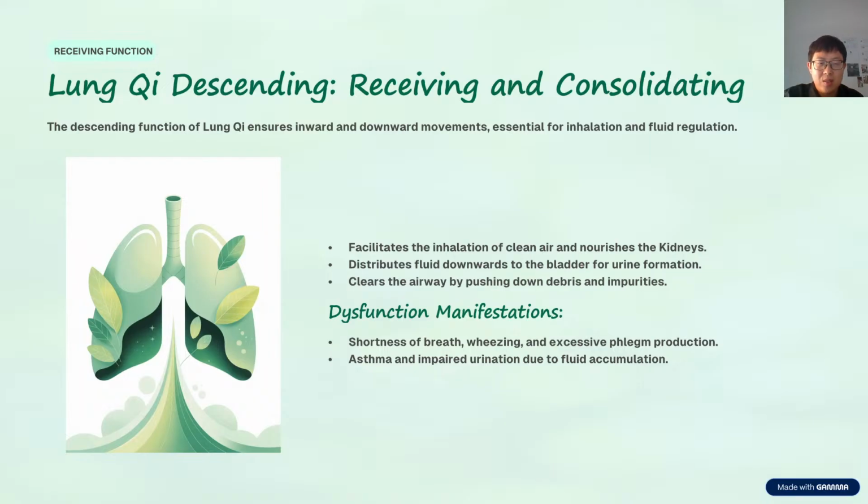Next, the lung energy descending, receiving, and consolidating. The lung energy descent allows fresh air to be inhaled and sent downward to support the kidneys. It also directs body fluids downward to form urine. In addition, it helps keep the airways clean. If the lung energy fails to descend, shortness of breath, wheezing, and phlegm may occur. Okay, let's explain it.